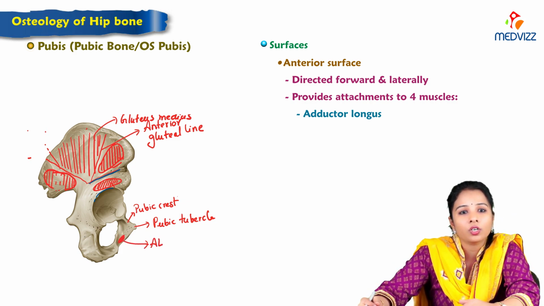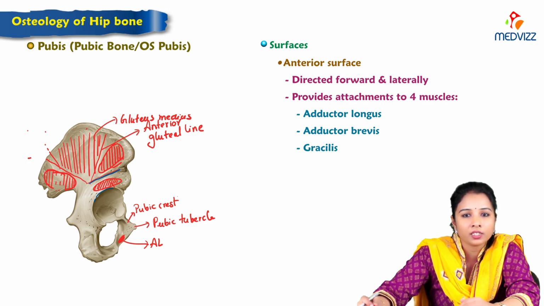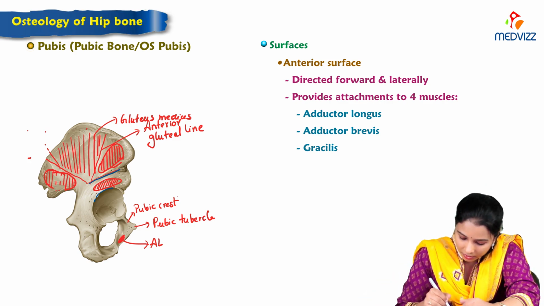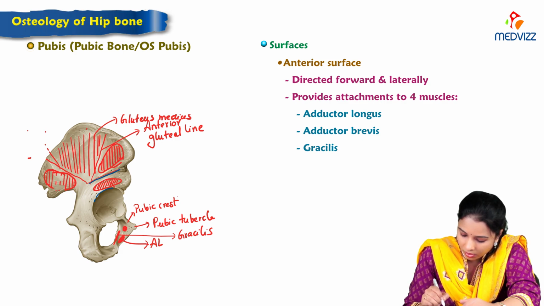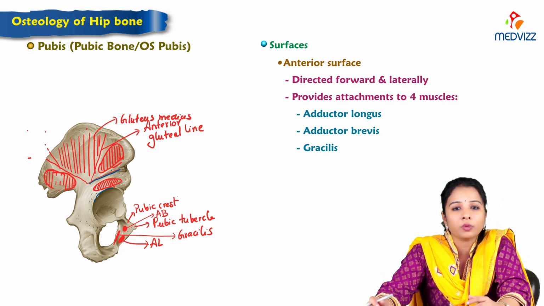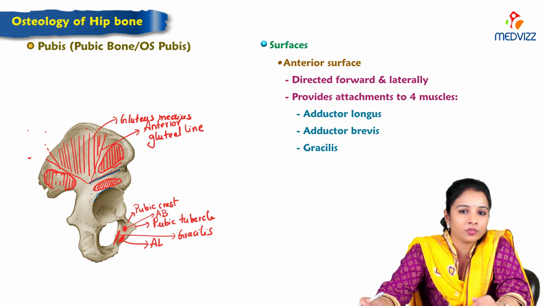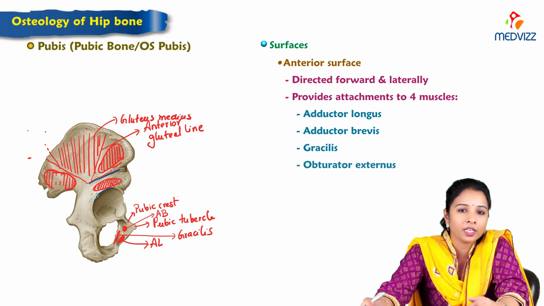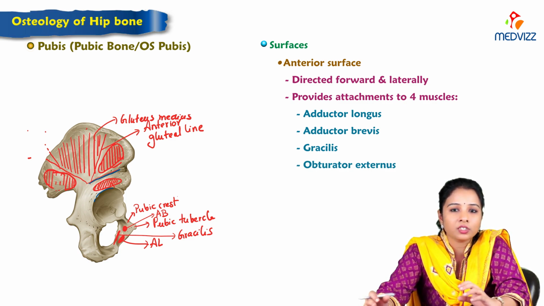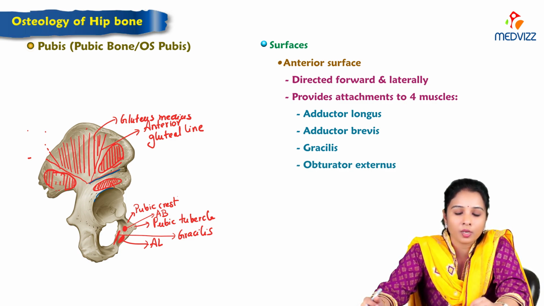Next to the adductor longus is the adductor brevis muscle, and the gracilis muscle. So gracilis arises from the lower part and extends further into the ischiopubic ramus. So here is the gracilis, and it also gives origin to adductor brevis. So all adductor compartment muscles get origin from the anterior surface of the pubis, and along the margins of the obturator foramen, obturator externus gets origin, so adjacent to the margins of the obturator foramen.